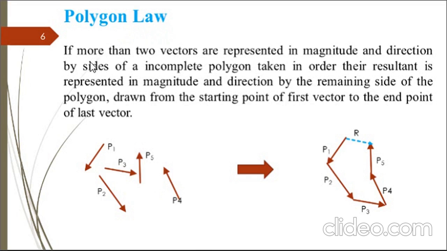Polygon law states that if more than two vectors are represented in magnitude and direction by the sides of an incomplete polygon taken in order, their resultant is represented in magnitude and direction by the remaining side of the polygon, drawn from the starting point of the first vector to the end point of the last vector. Let's see. Here a few forces are given, that is P1, P2, P3, P4, P5, the forces in a system.